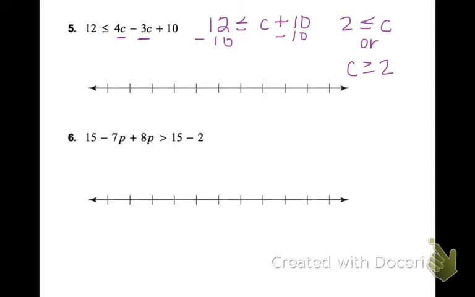So let's put our 0 over here. 1, 2, 3, -1, -2. Sorry that I mumble sometimes.